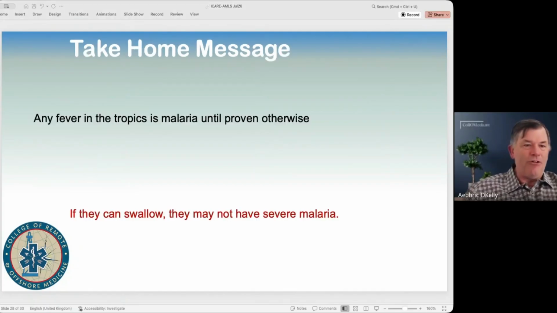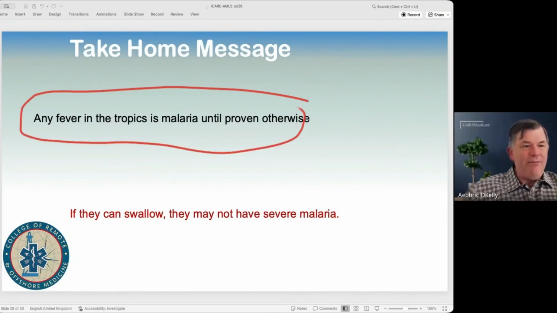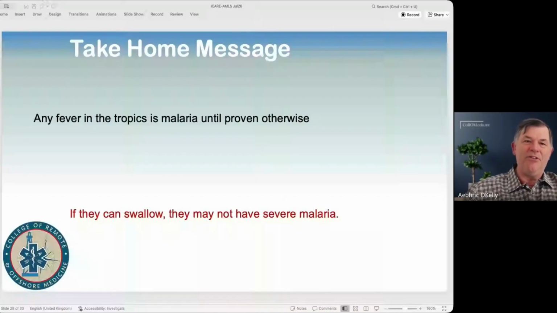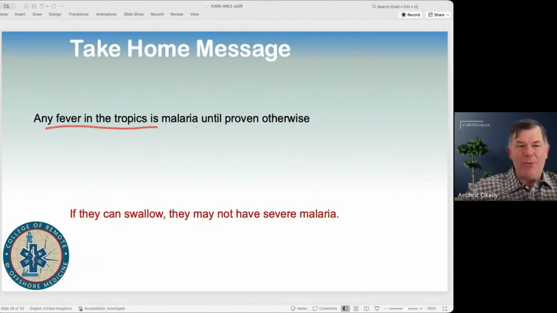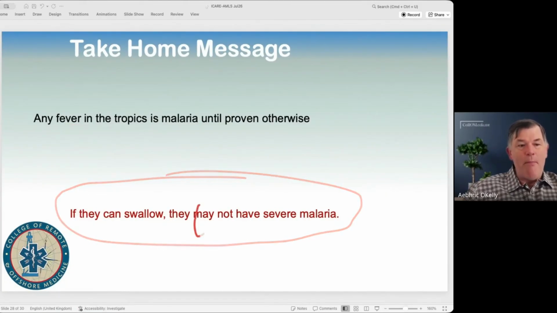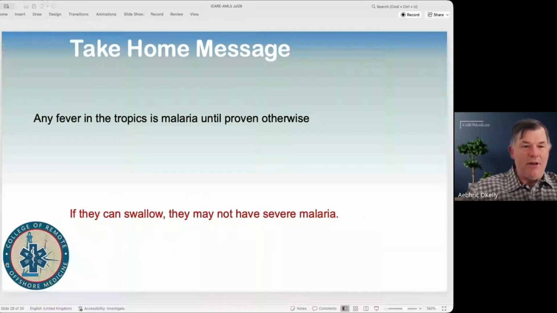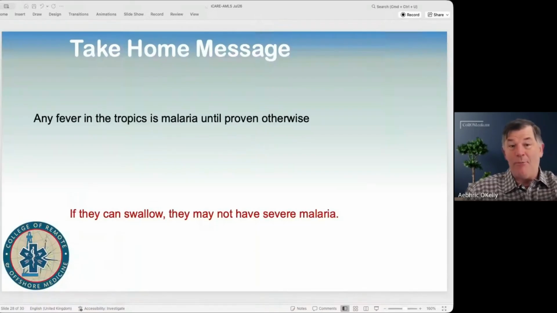So take home message. Jason Jarvis is correct. Any fever in the tropics is malaria until proven otherwise. But because this is an ICARE and AMLS scenario, medical, we also do R and SAMPLER. So anyone who's traveled to the tropics has malaria until proven otherwise. And if they can swallow, they may not have severe malaria. If they can swallow, they still might have it. I don't know how many Marines are in the room at the moment, but I want to get out to you guys. You guys are pretty hard charging.